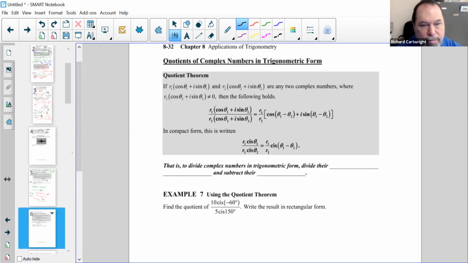Quotient. Okay, now we're going to divide. Can I be honest with you? I don't know anybody who's ever had to divide complex numbers in trig form. Okay, the formula. So again, you've got two different complex numbers here, each with their own angle. They could be the same angle, but for the most part, consider them as different.